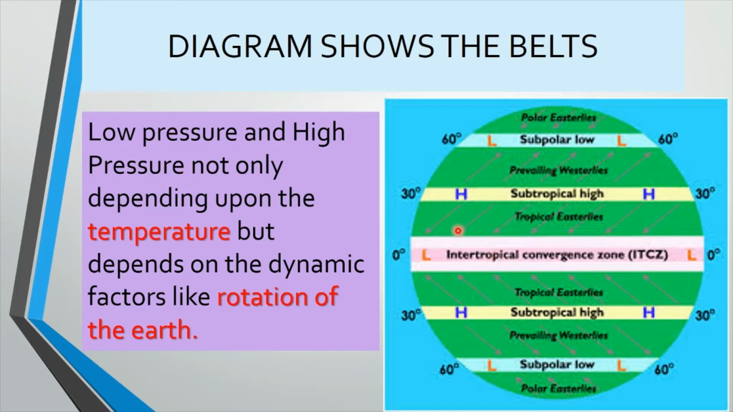Low pressure is there, L for low pressure, H for high pressure, again L is there, and here at 90 degrees H, high pressure is there. How is it happening in between L, in between H? So why is this a high pressure belt and low pressure belt? This is because of the temperature as well as the rotation of the earth. Further explanation is needed for this because of how temperature depends on the pressure.